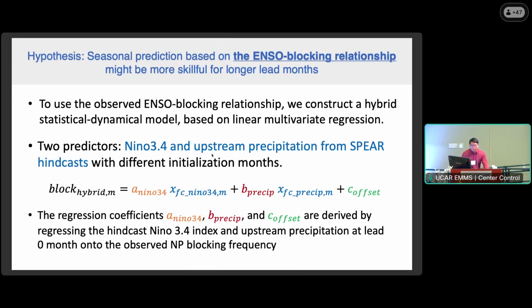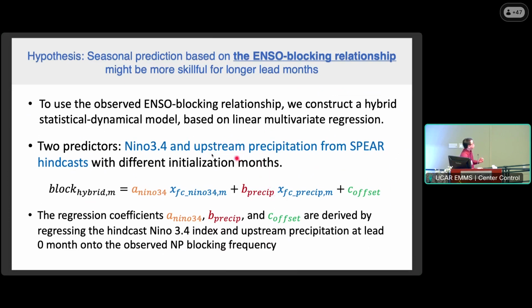So prompted by this finding, we test the hypothesis that seasonal prediction based on the ENSO blocking relationship might be more skillful for longer lead months. To use this observed ENSO blocking relationship, we construct a hybrid statistical dynamical model based on linear multivariate regression. And also prompted by some theoretical background, we use two predictors, Nino 3.4 and upstream precipitation from SPHERE hindcasts with different initialization months. The regression coefficients in the hybrid model are derived by regressing the hindcast Nino 3.4 index and upstream precipitation at lead 0 months onto the observed North Pacific blocking frequency.